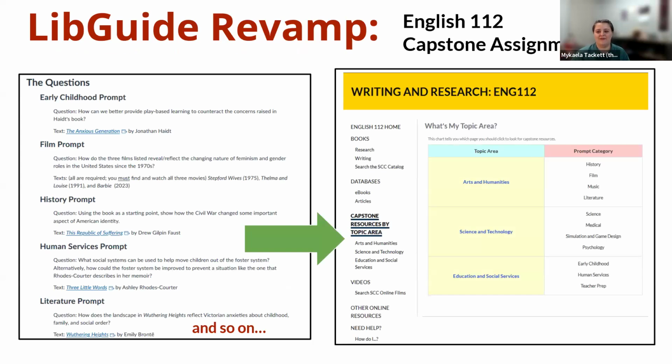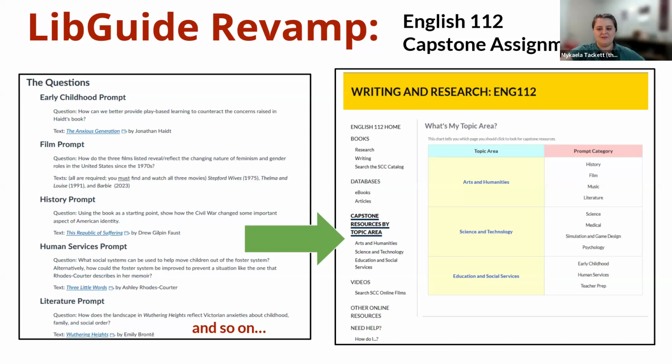So this is a concrete example. This is the English 112 course. It's a small selection of their prompts for their capstone assignment, which is the last thing that they do in the year. They have these different categories for the prompts, which you can see on Canvas in the assignment module. They say the question, the book, and then I took that and made capstone resources by topic area.